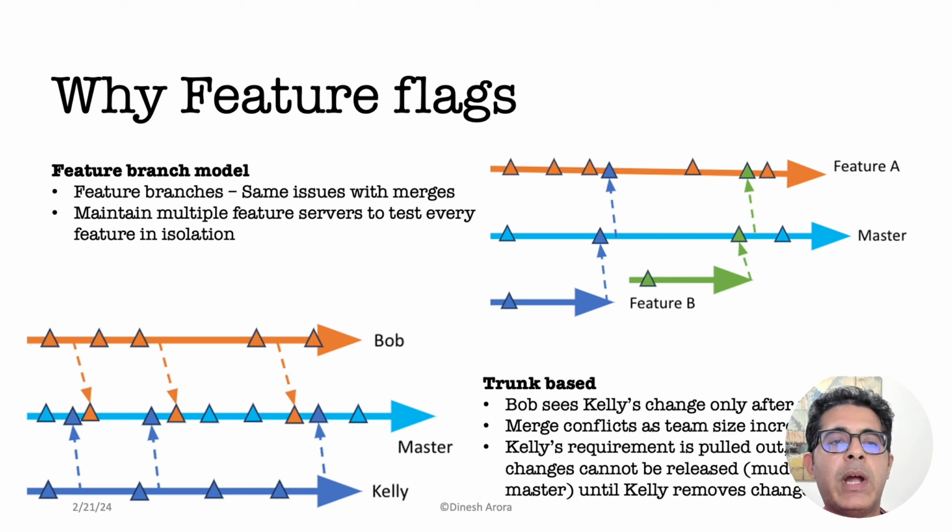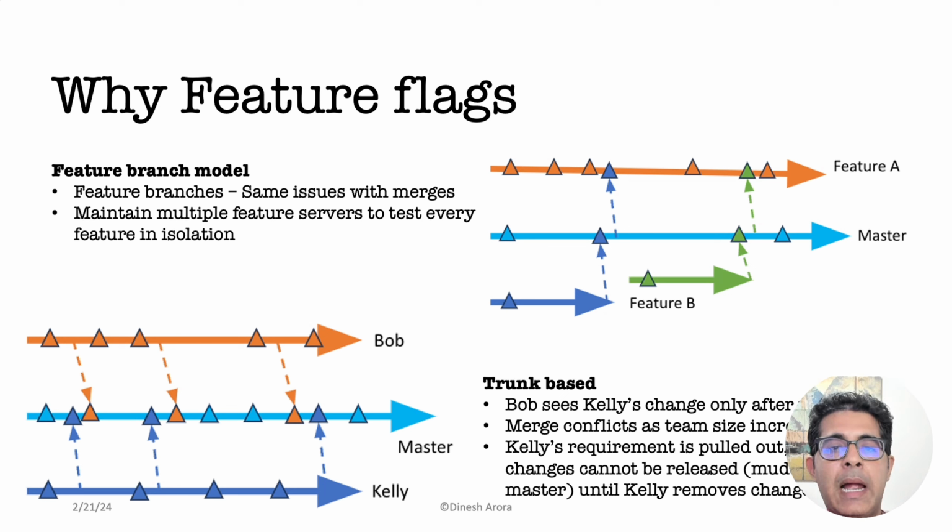Let's understand why we need a feature branch. Imagine you have a master branch which has your latest code, the same code that is deployed in production. And in a sprint you've been asked to work on two features, feature A and feature B. So two developers in a team are going to create two feature branches, feature A and feature B.